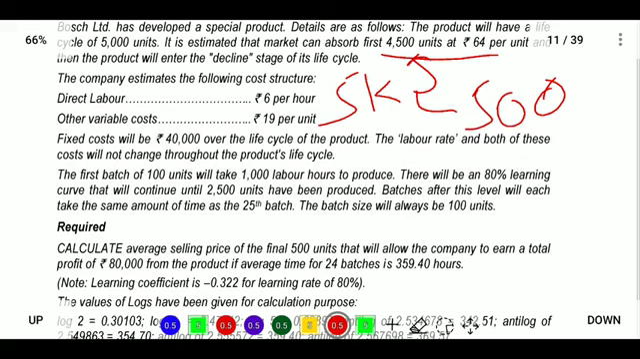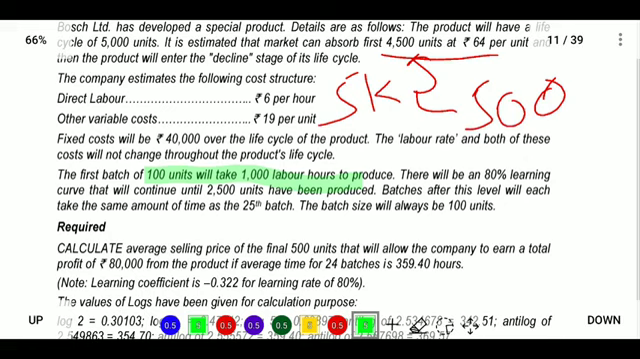Next, fixed cost 40,000. So 40,000 will be the fixed cost. For this we will take 95,000 plus 40,000. And direct labor hours, we require how many hours were taken. Next, the labor rate and both the costs will not change throughout the product life cycle. Next, the first batch will be 100 units. It will take 1000 labor hours. So they provided that 100 units will take 1000 labor hours to produce.